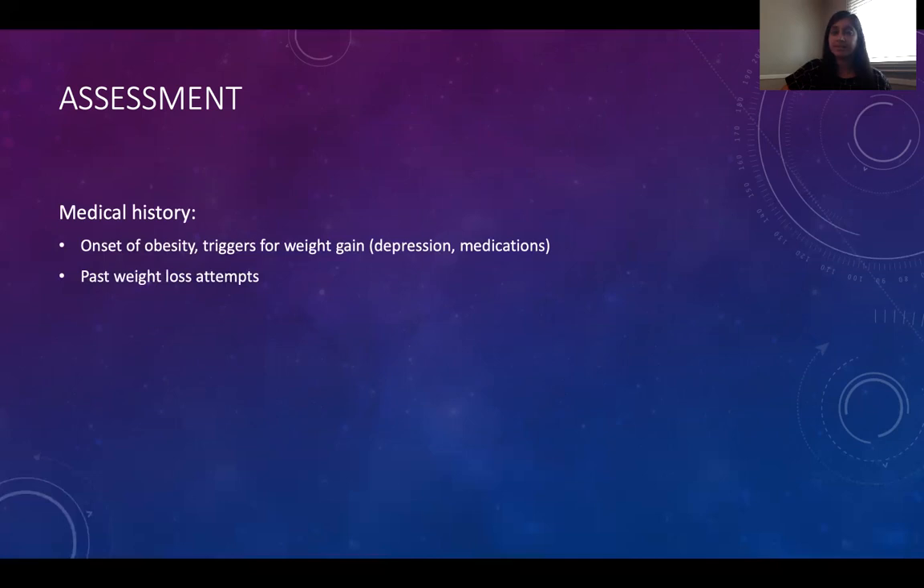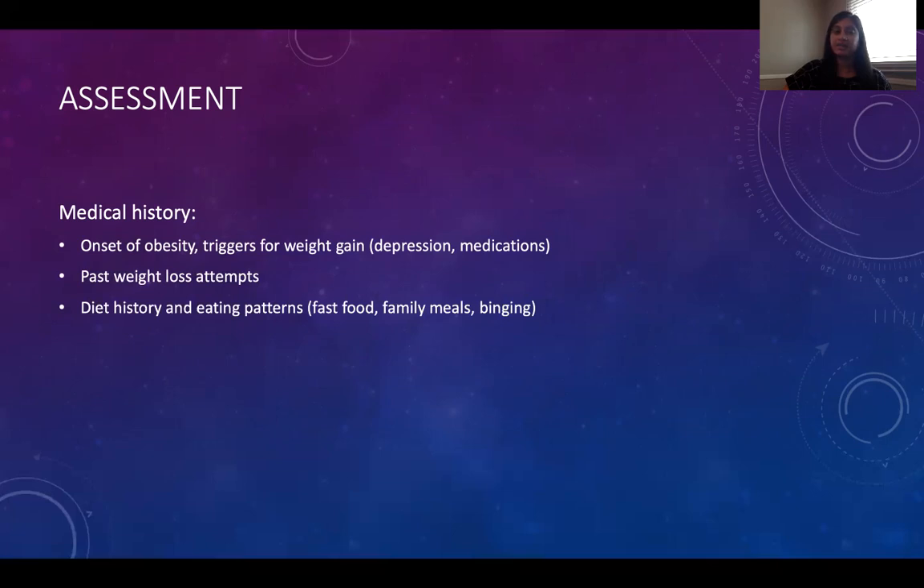Past weight loss attempts, did they try any diets at any point, and were they helpful? And that'll give you an idea as to what's worked for them in the past versus what may help them now. What sorts of physical activity did they do, and was it helpful? Were they in sports? Are they in sports now?